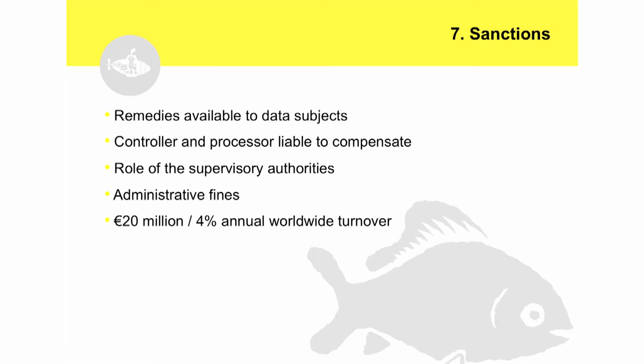Turning now to consider the questions of sanctions under this new regulation, this is probably one of the most significant changes and one of the most significant moves away from the law as it stands. And there's two things to consider here. Firstly, we need to consider the remedies that are available to data subjects. And secondly, we need to consider the administrative fines that may be imposed by the supervisory authorities. And in the UK, that's the ICO, or the Information Commissioner's Office.